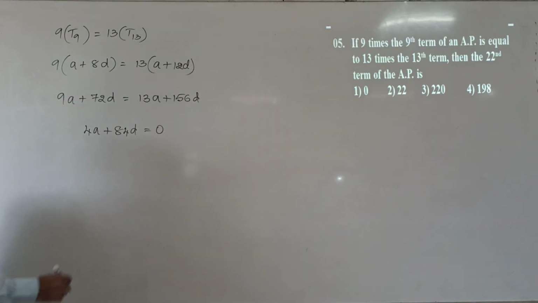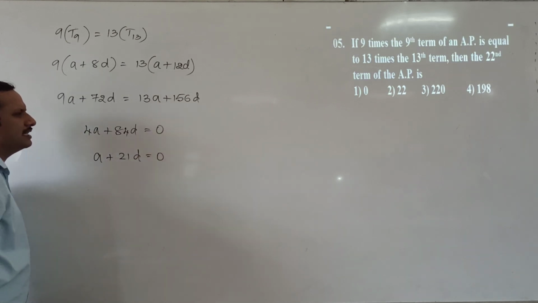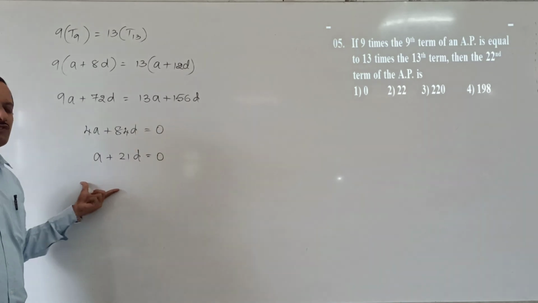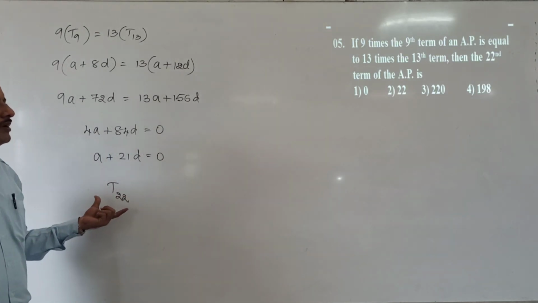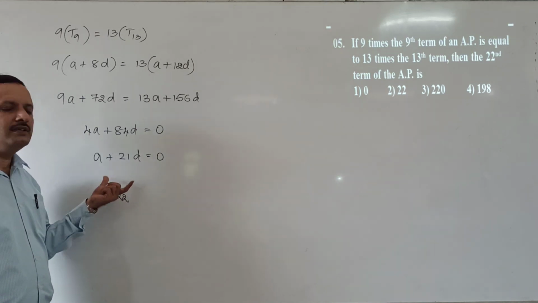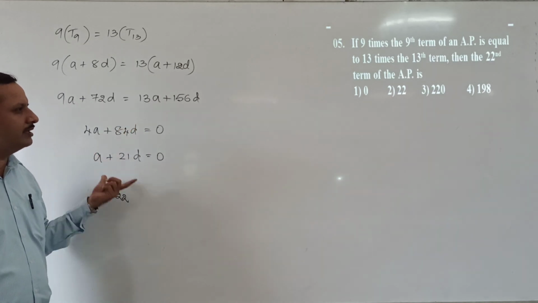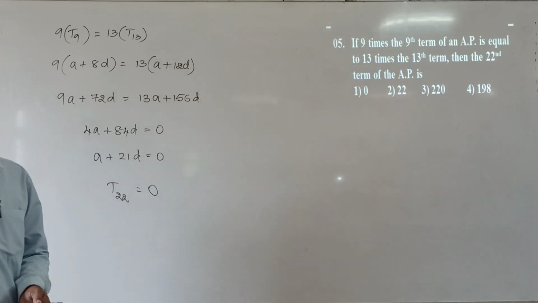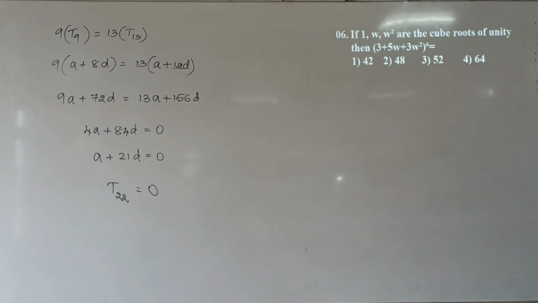I'll divide by 4, that will give you A plus 21D is equal to 0. What is A plus 21D? A plus 21D is nothing but the 22nd term. 22nd term is nothing but A plus 21D. That is what we want to find out. This is equal to 0. 0, first option.